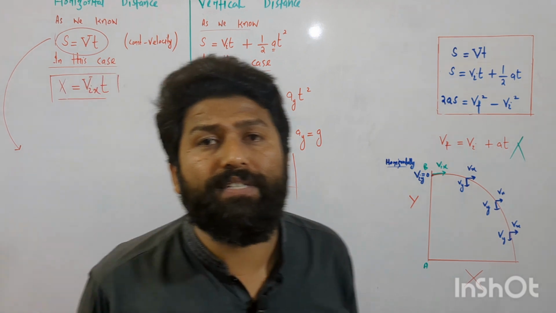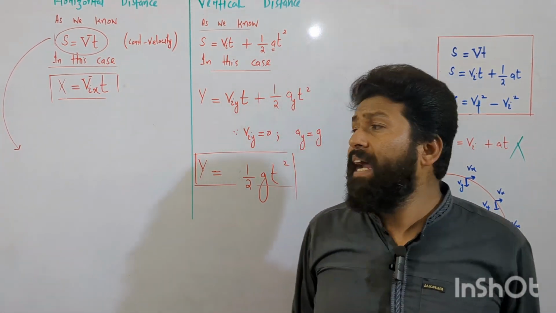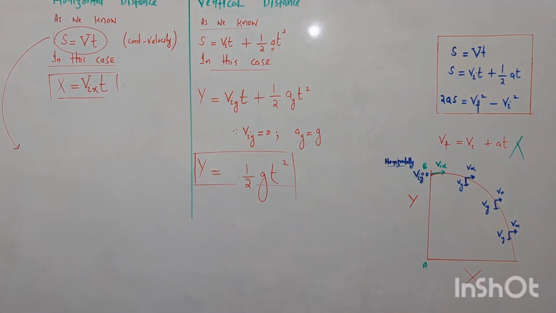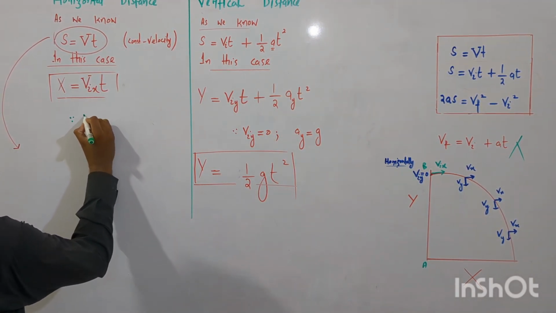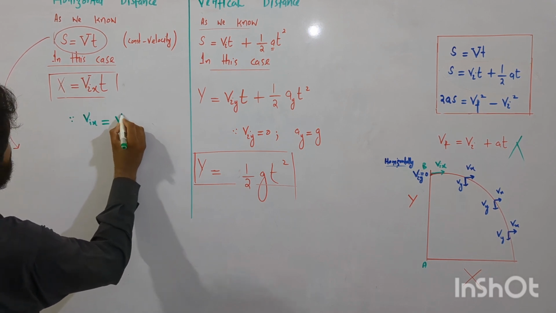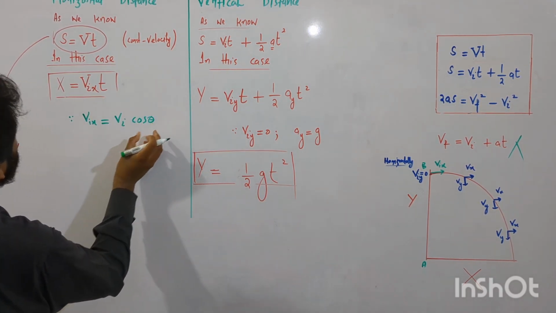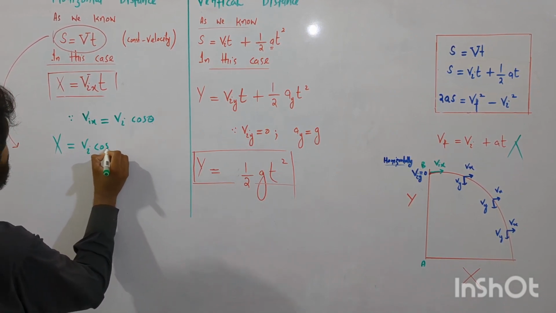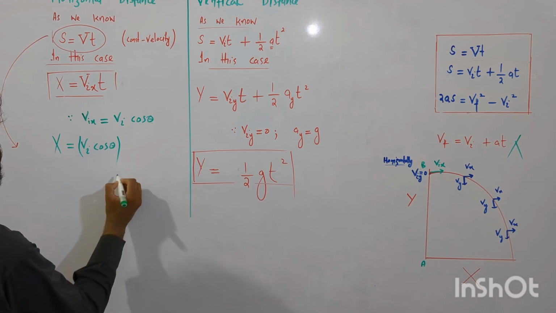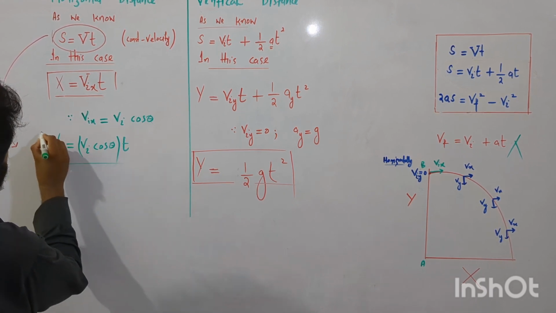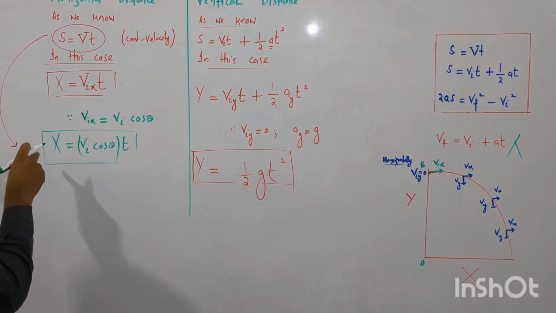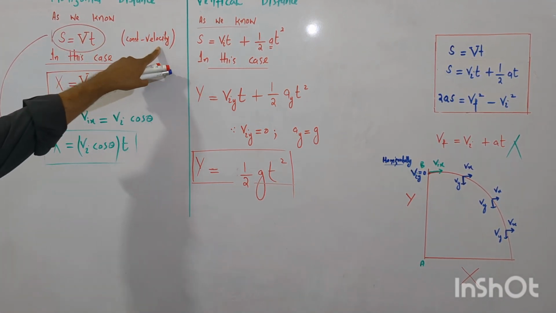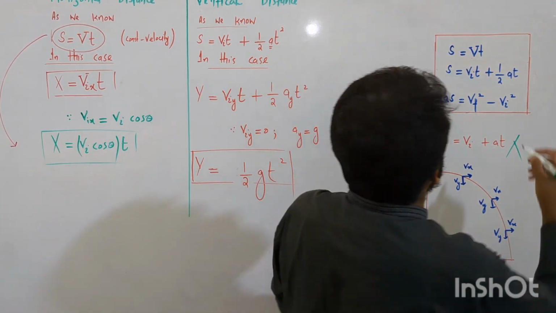This is the horizontal distance covered by the projectile, and it can be further written in the form of, since Vix is equal to Vi cos theta, x is equal to Vi cos theta multiplied by t. So this is the horizontal distance. We apply the constant velocity formula here.